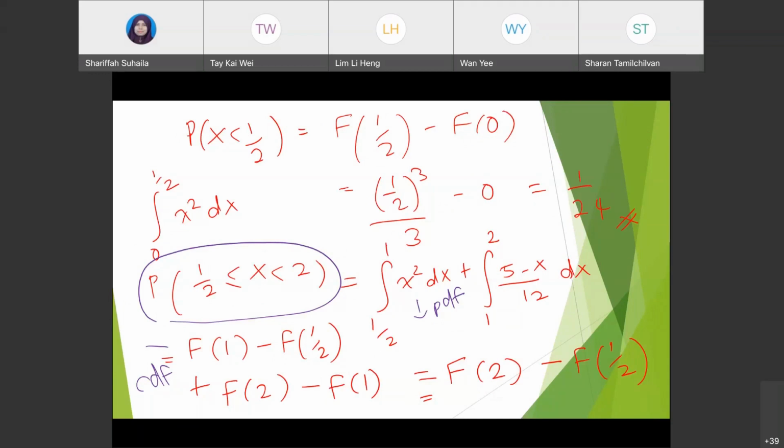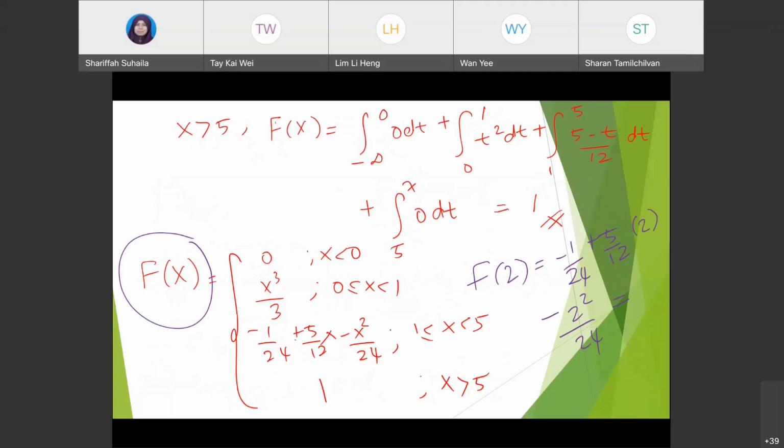Okay? Ada yang dapat jawapan tak? Kita compare the last answer. F half tu masukkan dekat ni. Second equation, Haris. Sini. So, kiranya 1/2.